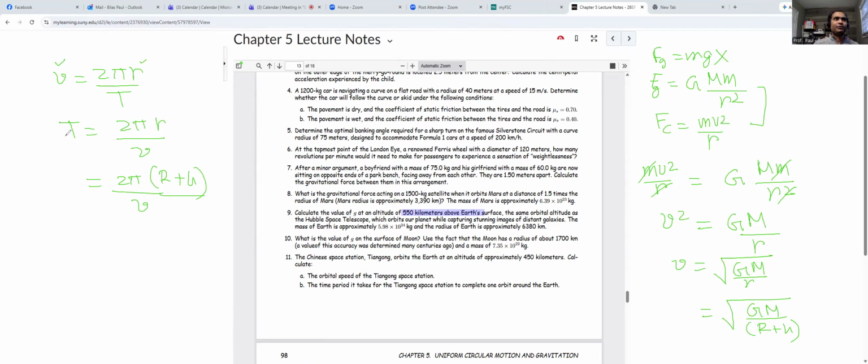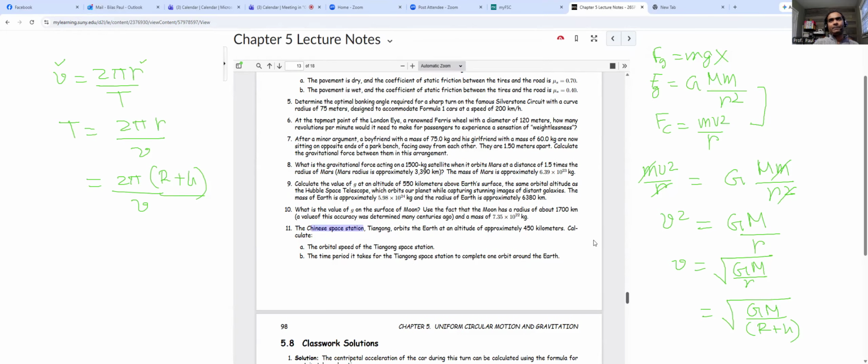Here you see that the altitude is 450 kilometers for this Chinese space station. And today we derived another equation from this equation for the time period, so you can also use that equation, I think, given in the list of equations. Okay, so that's it for this chapter. We are done with this chapter. I'm also going to post some theoretical part for chapter 6. All right.